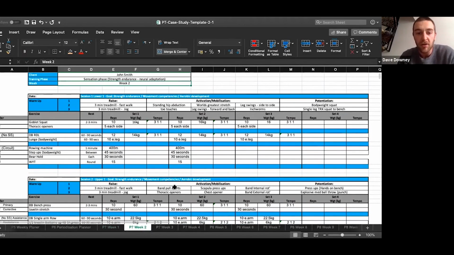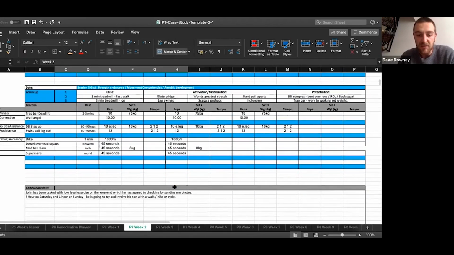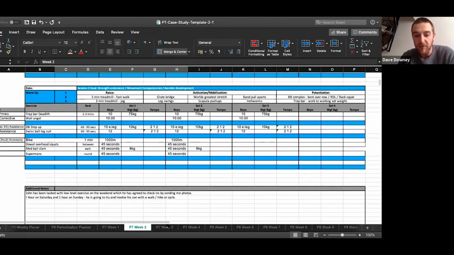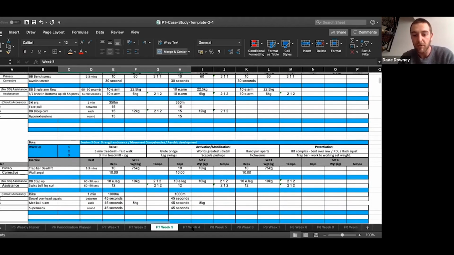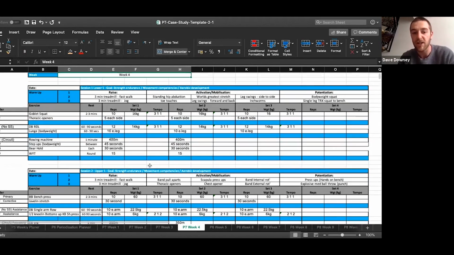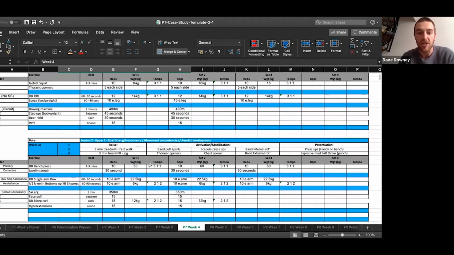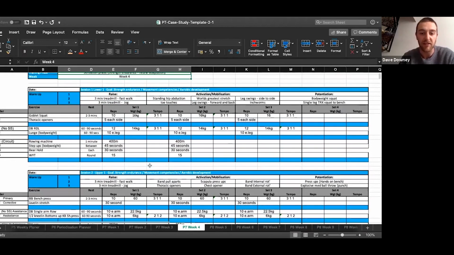Week 2, you'll see that there's no changes. Okay. Week 3, you'll see that there's no changes here. I'll highlight any changes. So up until week 5, we actually haven't changed anything. You might look to change maybe the tempo of the exercises. You might really focus in on technique.